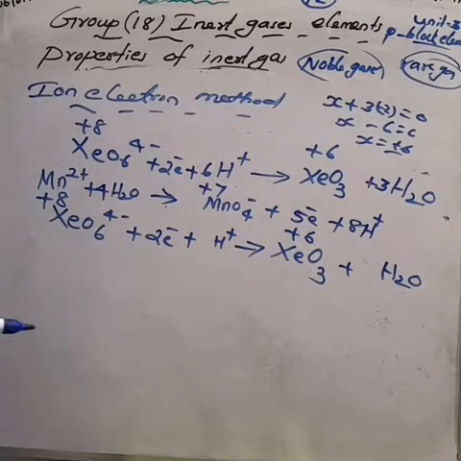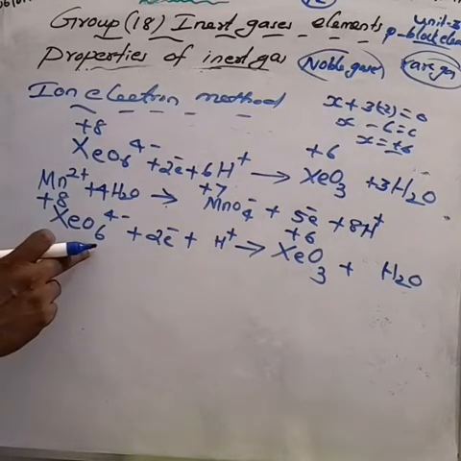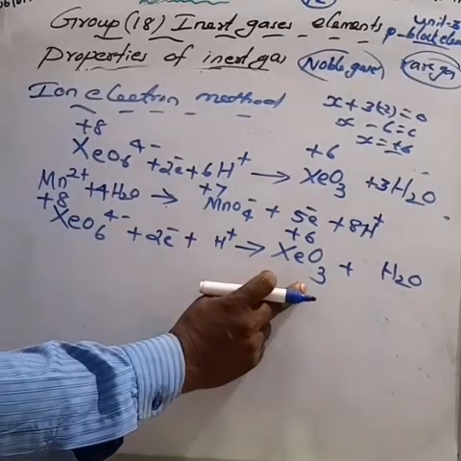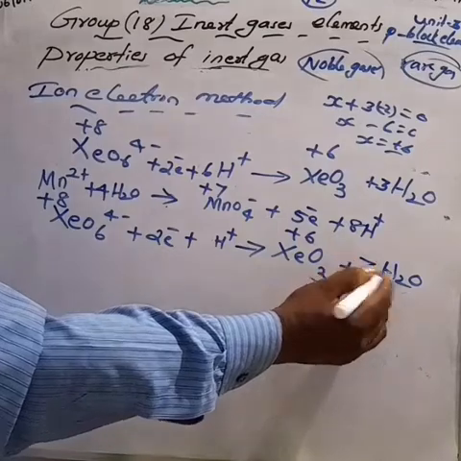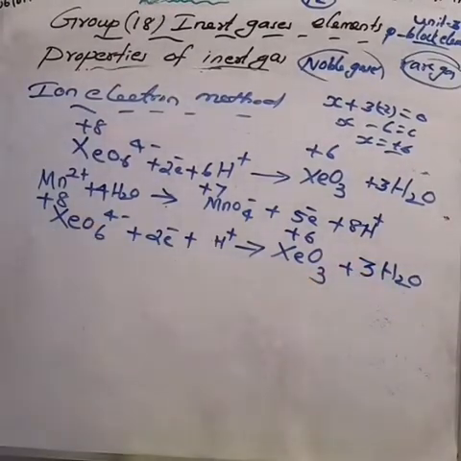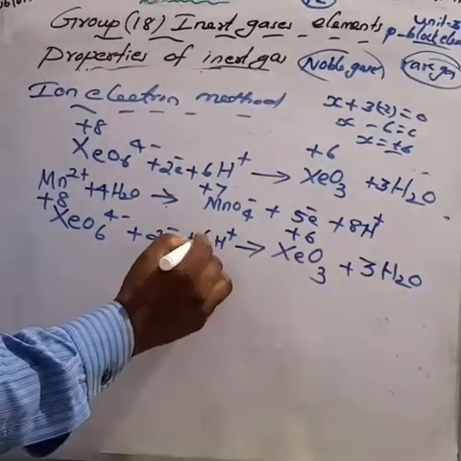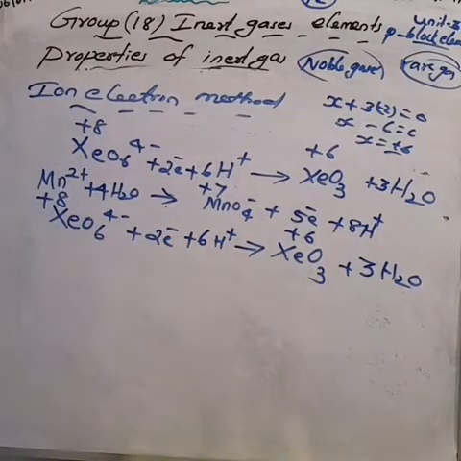So how can you balance the oxygen? The reactant side has 6 oxygen, the product side has only 3 oxygen. If I make 3 water molecules, oxygen is balanced, 6 and 6. Am I right? What about the hydrogen? Here 3 H2 is 6 hydrogen. If you make 6 H plus, that equation is also balanced.